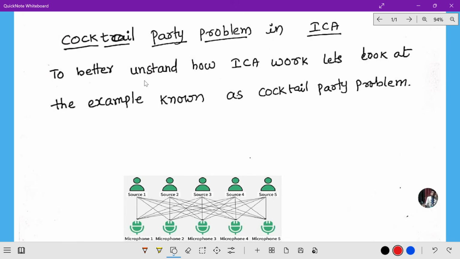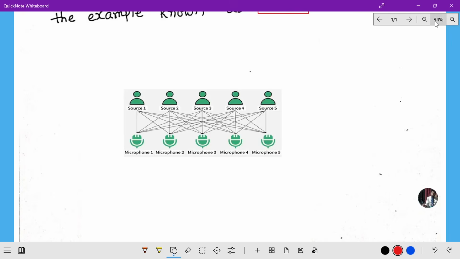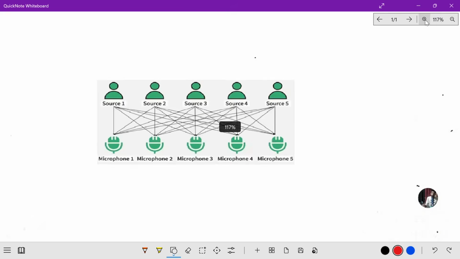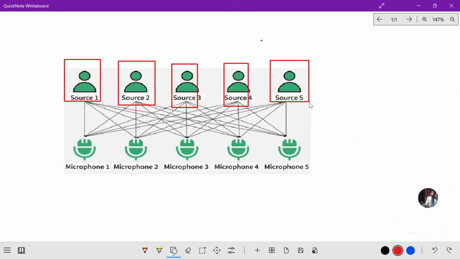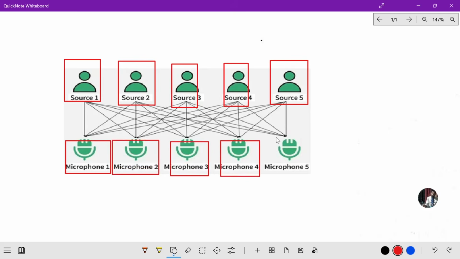You see, to better understand how ICA works, let's look at the example known as the cocktail party problem. This is an important diagram related to this cocktail problem. You observe on the screen here, there are 5 sources: first person, second person, third person, fourth and fifth. There are 5 microphones: first one, second one, third one, fourth one and fifth one.